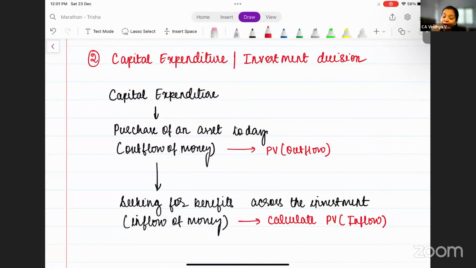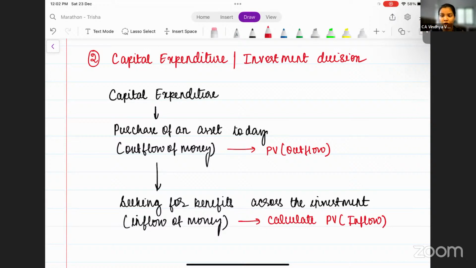Why outflow? Because money is going out. Okay. Now, if you purchase the machine, let us say you'll get some benefits in money, of course. Now, that is your inflow. But that inflow won't happen today. That inflow will happen over a period of time, maybe 5 years, 10 years, 20 years, whatever it is. So this inflow is happening over a period of time, right? So that is your inflow, but there you have to calculate the present value.